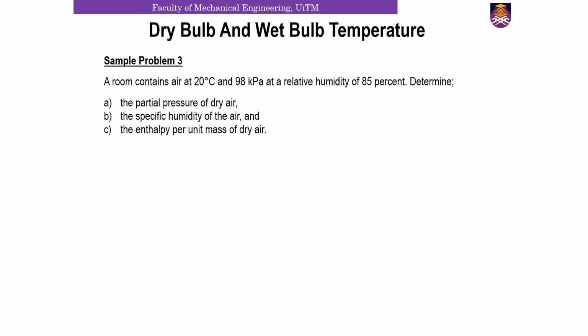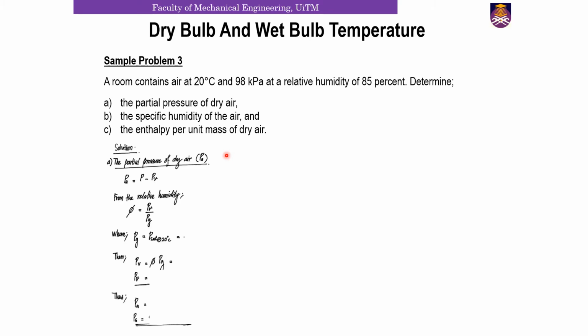Now this is problem 6.5. This problem is based on a room which contains air at 20 degrees C and a total pressure of 98 kilopascal, and a relative humidity of 85% is given. You are asked to calculate the partial pressure of dry air, the specific humidity of the air, and the enthalpy per unit mass of dry air. So let's look at the skeleton again.